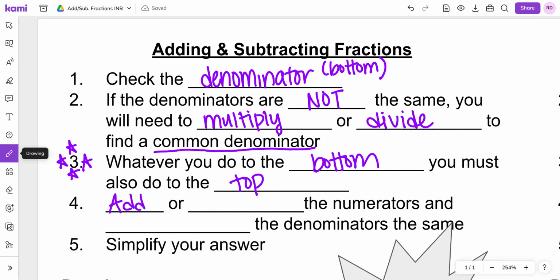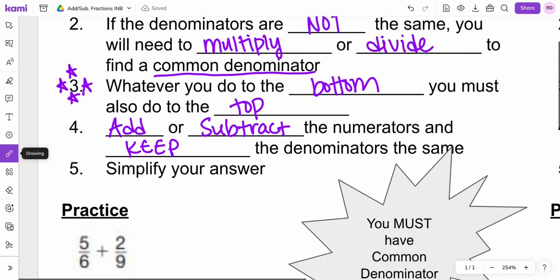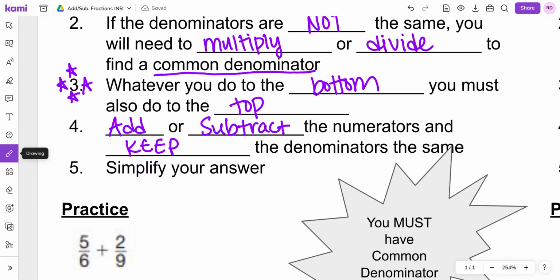Then you're going to add or subtract just the numerators, and you're going to always keep the denominator the same. Okay? The denominator is consistent through the whole problem. And then step 5 is going to be simplify when possible. So this is where you're going to divide it down into the smallest possible numbers.